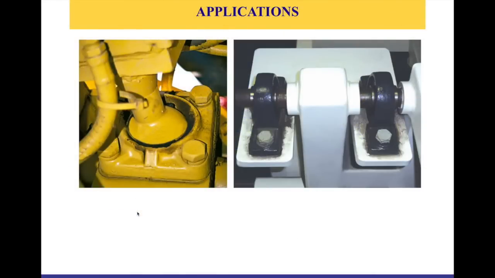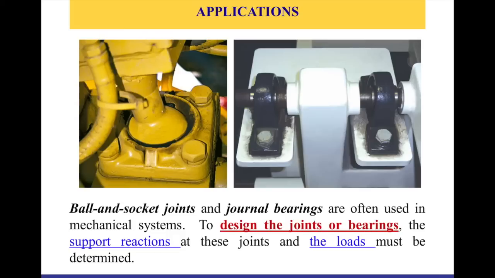As I mentioned before, there are multiple applications in 3 dimensions, in machinery and mechanical systems. On your left you can see a picture of a ball and socket joint. It prevents translation in the x, y, and z directions, but we are allowed to rotate. So how can we represent this support reaction in a free body diagram?